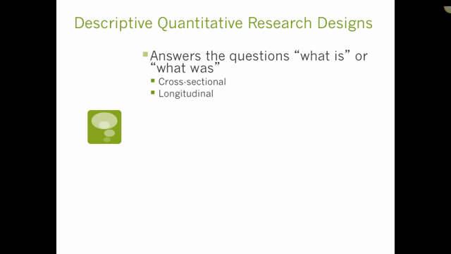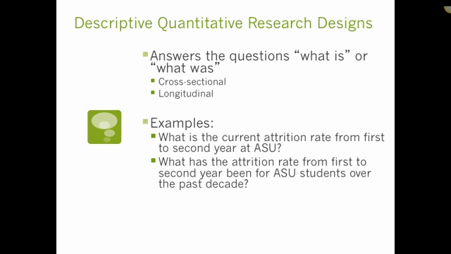And then longitudinal is studying people's views over time. So how did students think about academic advising over the past decade? That would be longitudinal, right, over the past decade. But cross-sectional refers to just one point in time. But essentially it answers the question, what is or what was?